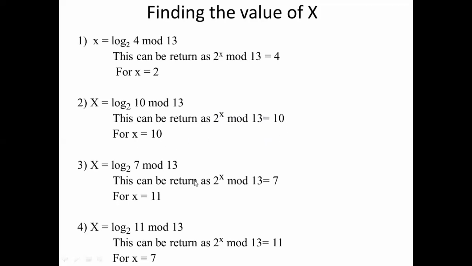The same way, the third problem can be written as 2 to the power of x mod 13 equals 7. For x value equals 11, you have got the remainder as 7.